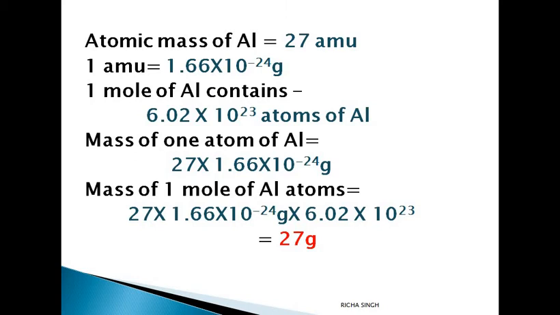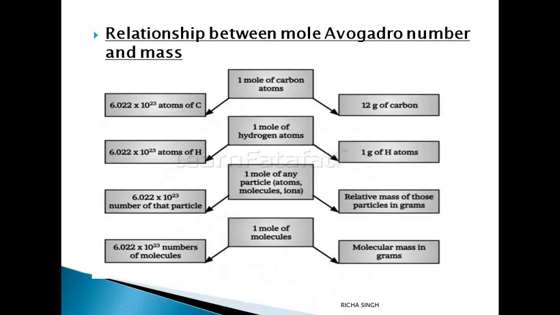Therefore, mass of 1 mole of atoms will be equal to 27 into 1.66 into 10 raised to the power minus 24 grams into 6.02 into 10 raised to the power 23, that is equal to 27 grams.